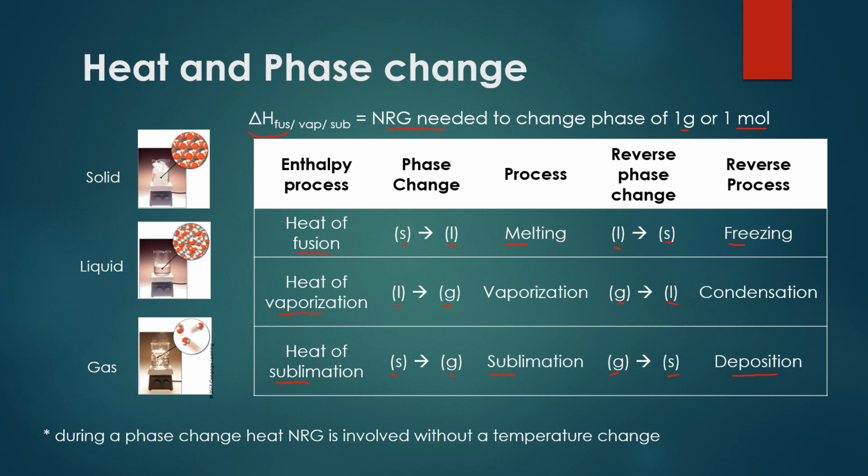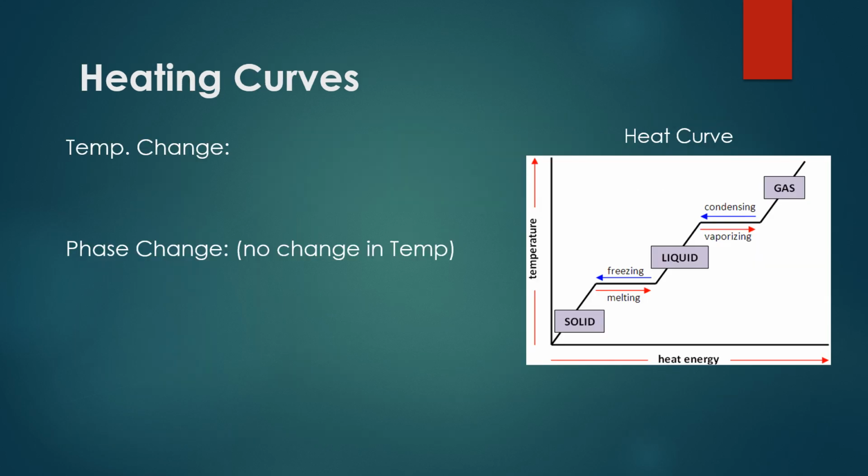But as long as there's still ice present in that glass, the temperature of the water is going to stay the same. It's going to stay at 0 degrees because even though there's heat going into the system, that heat is going into the system to change the phase. So it's changing those solid ice cubes into liquid water. So it doesn't affect the temperature, but it is affecting the phase.